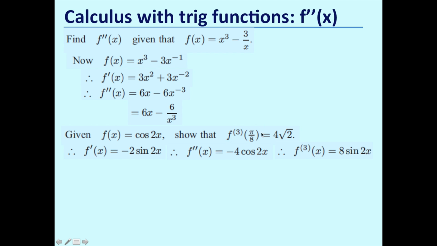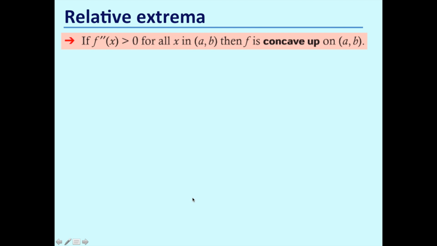We're asked to find the third order derivative at pi by 8, so if we substitute this back in, we are effectively finding 8 sine pi by 4. Pi by 4 is the same as 45 degrees. Sine 45 is 1 over root 2, and we can rationalize the denominator by multiplying top and bottom by root 2, which gives us root 2 over 2. If we multiply that by 8, that's just going to give us 4 root 2.